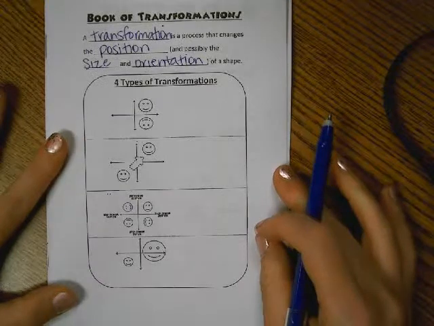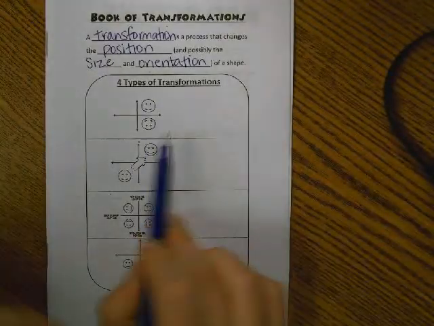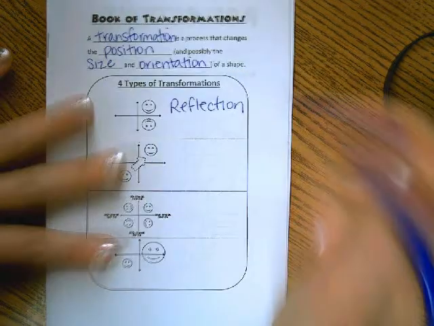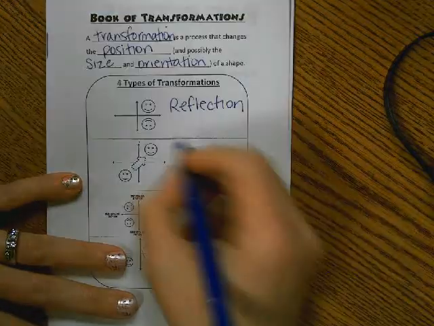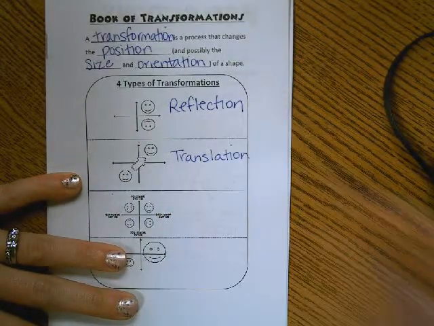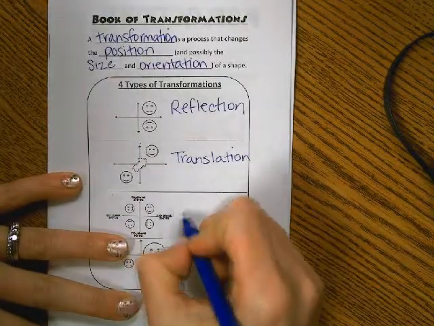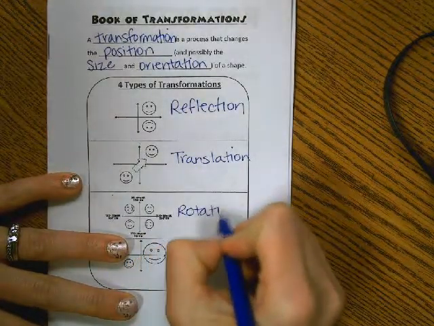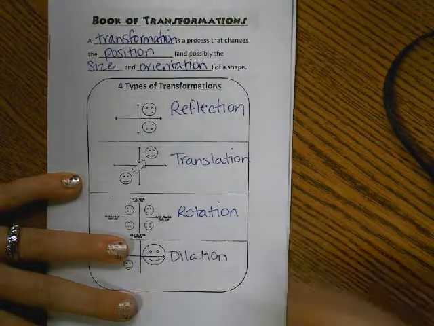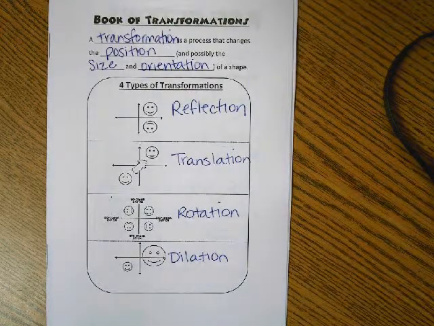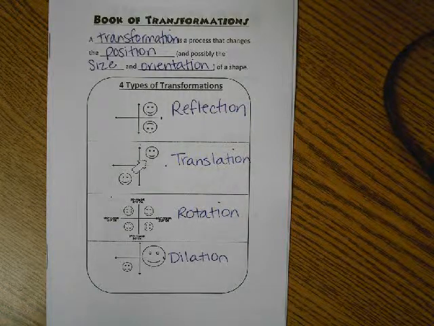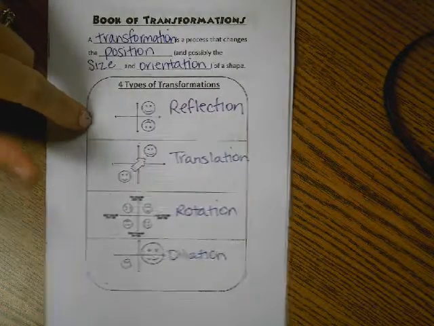Okay? So there's 4 types of transformations. This one is called a reflection. This one is called a translation. This one is called a rotation. And the last one is called a dilation. All 4 of these transformations are going to be shown in the booklet. Okay? But this first video is just going to cover reflections.